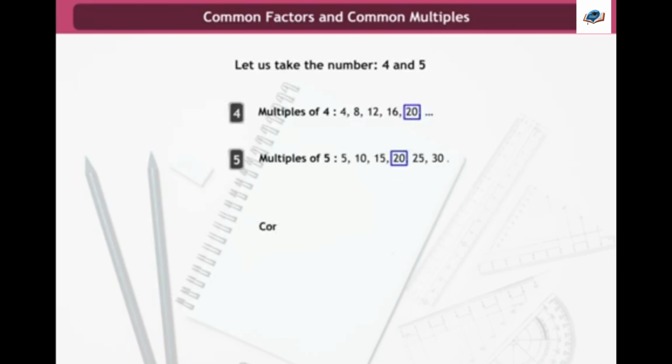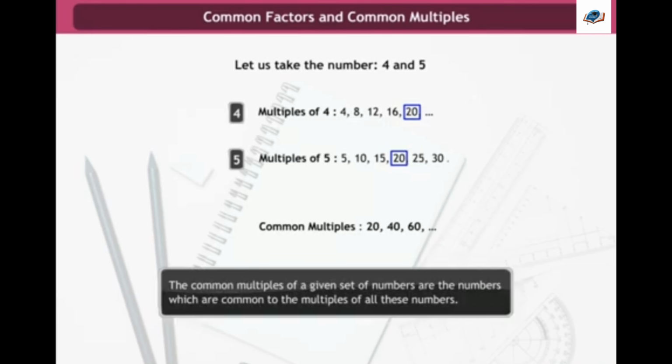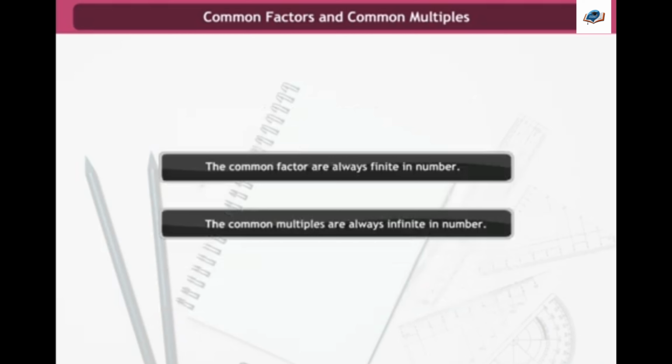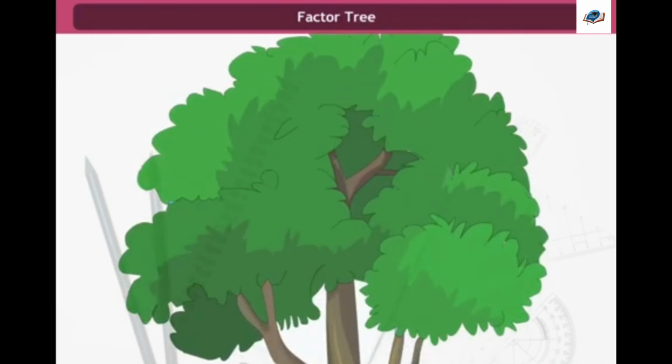We find that 20 and 40 are common multiples of 4 and 5. Note that the list of common multiples goes on: 60, 80, 100 and so on. So the common multiples of a given set of numbers are the numbers which are common to the multiples of all those numbers. Note that common factors are always finite in number, whereas common multiples are always infinite.